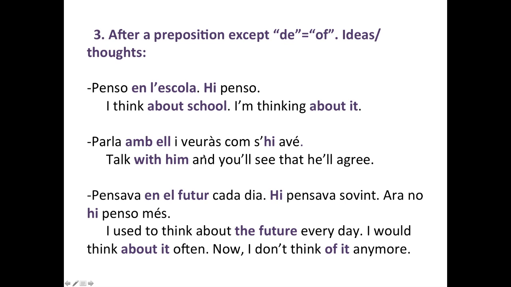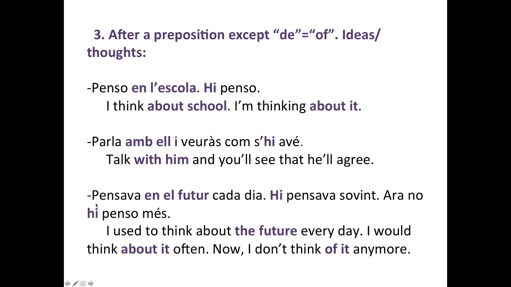This is the same thing in this case. "Parla amb ell i veuràs com s'hi ha bé." Talk with him, and you'll see that he'll agree. So basically, the "hi" here replaces "with him", "amb ell", because "with" is the preposition and "him" comes afterwards.